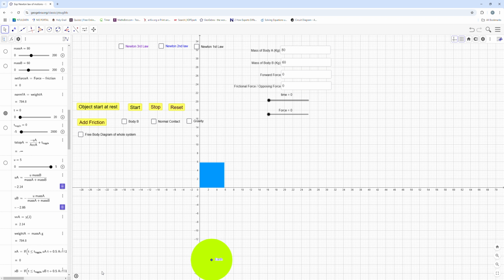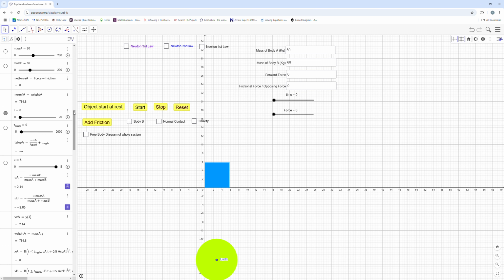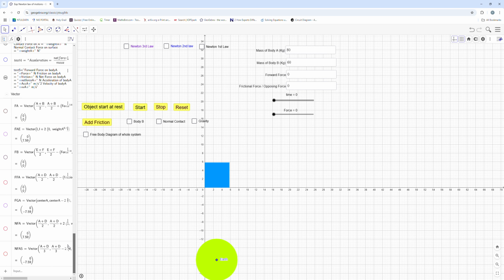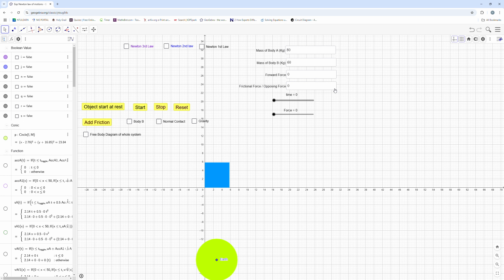Okay, hello everyone. This is the GeoGebra simulation that I have created for Newton's laws of motion. To start things off, I can show you all the left column. The left column has variables that I created in order to create the simulation. The simulation is based on the real life phenomenon of two persons on their own skateboards. When person A pushes person B, the two persons will move in opposite directions.